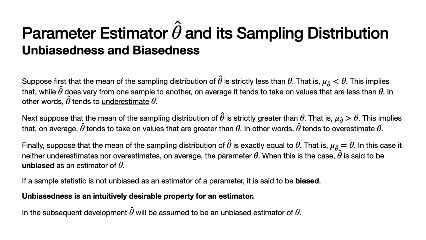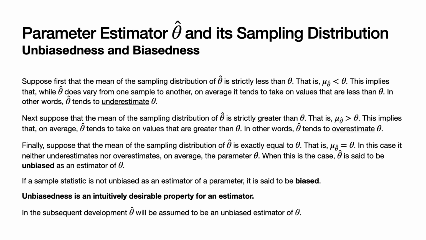Next, suppose that the mean of the sampling distribution of theta hat is strictly greater than theta. That is, that mu sub theta hat is greater than theta. This implies that, on average, theta hat tends to take on values that are greater than theta. In other words, theta hat tends to overestimate theta.